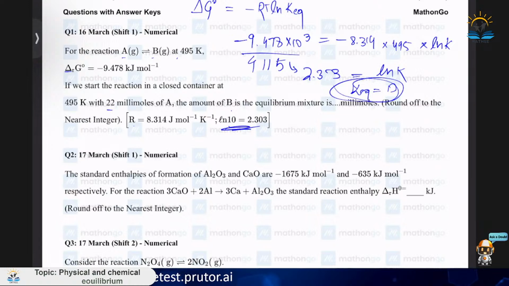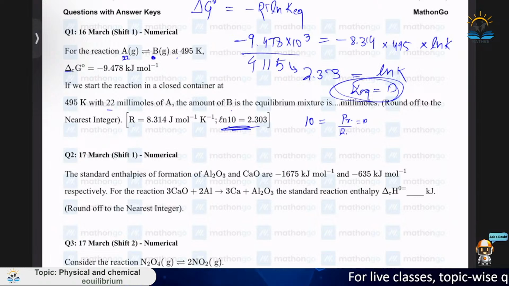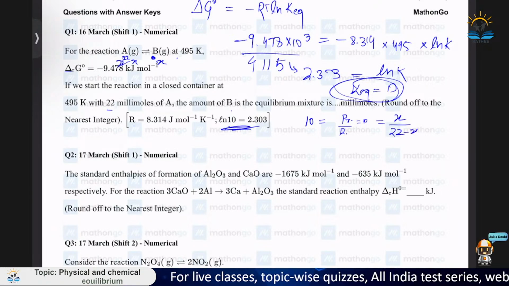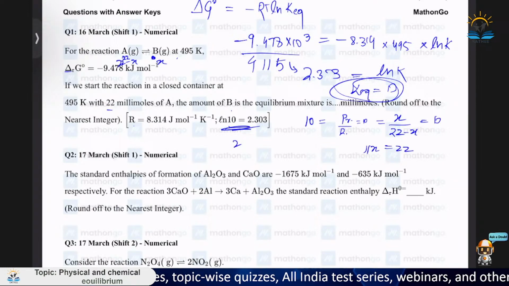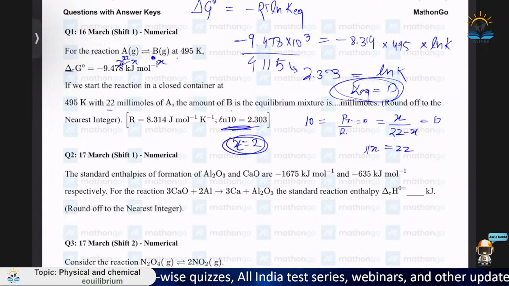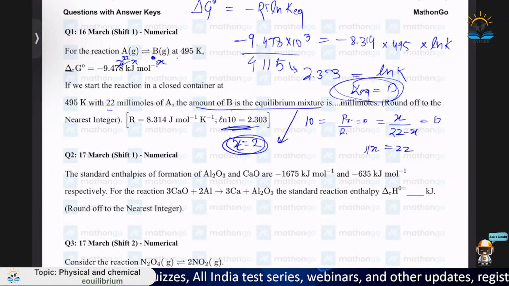And if K equilibrium is equal to 10, then product at equilibrium divided by reactant at equilibrium is equal to 10. Let us assume that initially 22 and 0 was the concentration. Finally, let us assume that 22 minus X remains and X has been made. So according to the equation, X upon 22 minus X is equal to 10. So 11X is equal to 22. So X is equal to 2. That means the amount of B in the equilibrium mixture is 2 moles or millimoles.